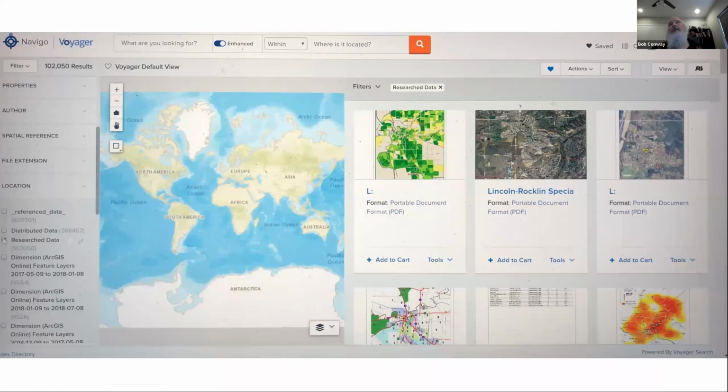This same company also needed a corporate spatial search engine. So I installed and configured a Voyager search server for them.